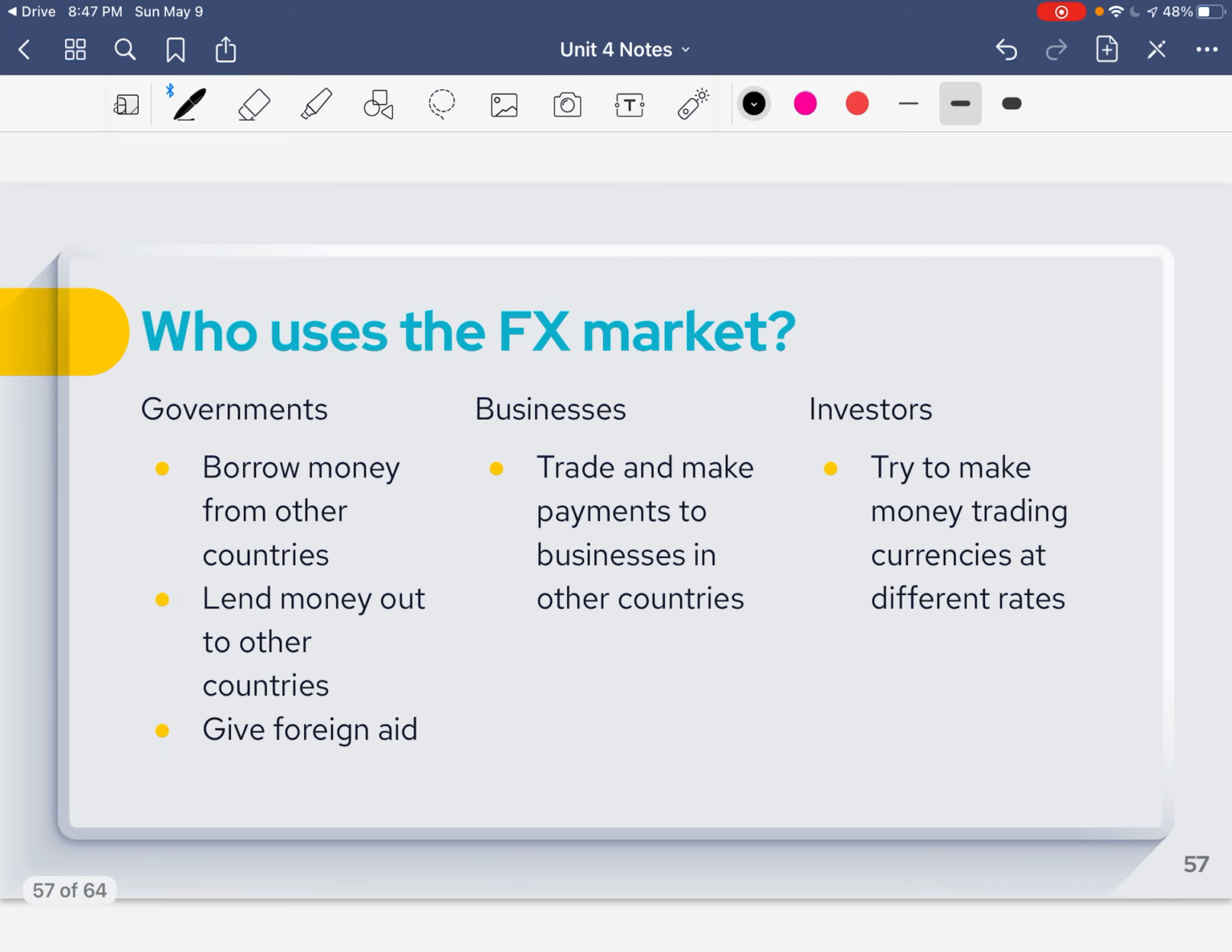So who uses the foreign exchange market? Who needs this market to exist and keeps it going? Governments, businesses, and investors. So let's talk about governments first. Why would a government need foreign exchange currency? They might need to borrow money from other countries. We've talked about how the U.S. is greatly in debt to other countries. If you remember from U.S. history, sometimes the U.S. government bails other countries out or lends money out to other countries like Greece and Turkey during the Cold War. And we also give foreign aid.